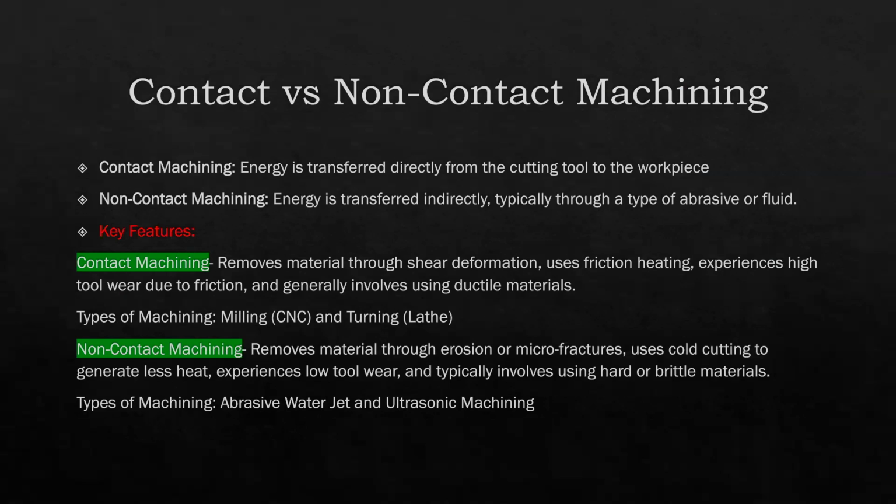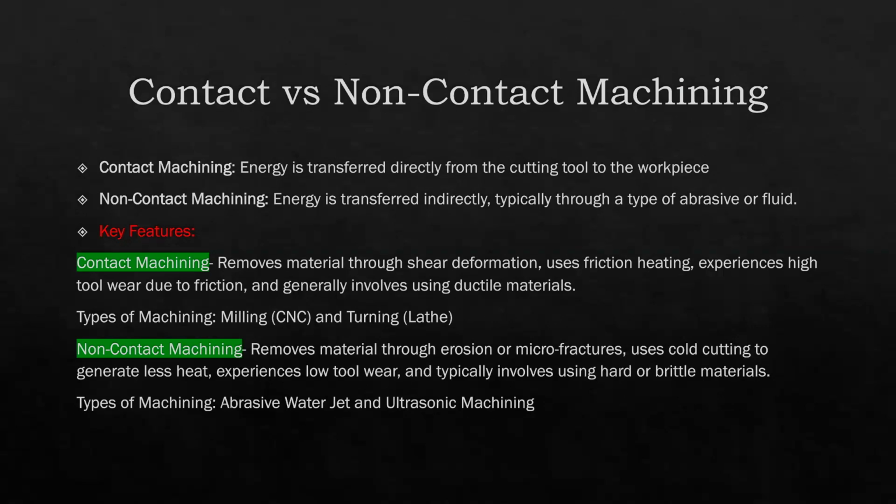In contact machining, it removes material through shear deformation, and this causes friction heating. And since the material is in contact with the drill bit the whole time, there's wear due to friction. And generally, it involves ductile materials, so materials with plastic deformation. Types of machining for contact machining is things like milling, so CNC, and turning, so things like lathes.